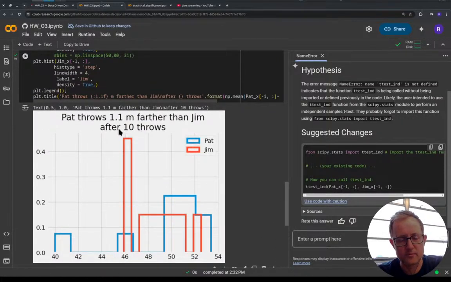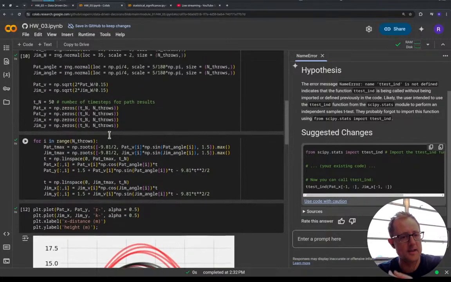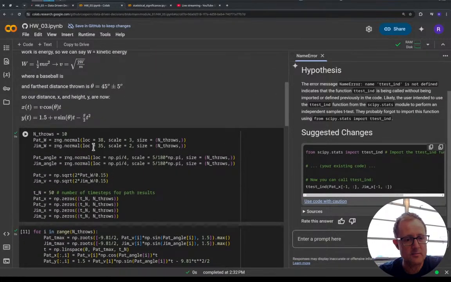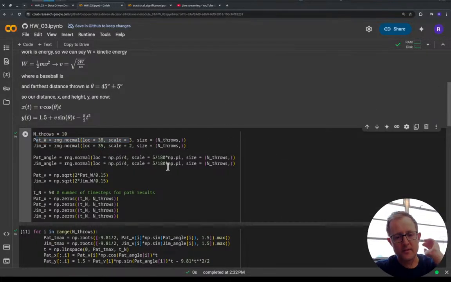So right now what we're assuming is that Pat and Jim have different strengths. Like Pat has 3 joules of extra work that she can put into throwing a ball, versus Jim, who can only throw with a 35 joule. And let's close that out. But what if this was the same?